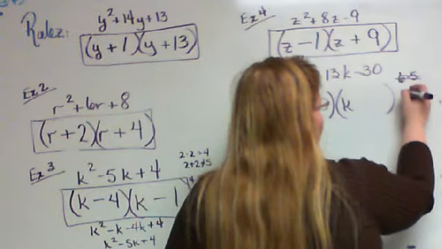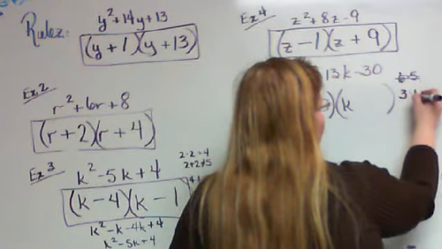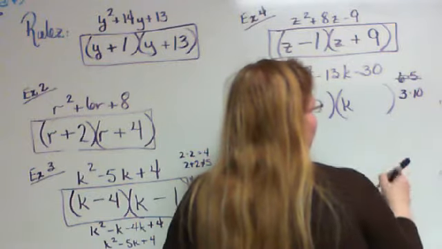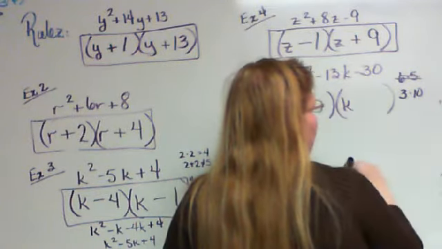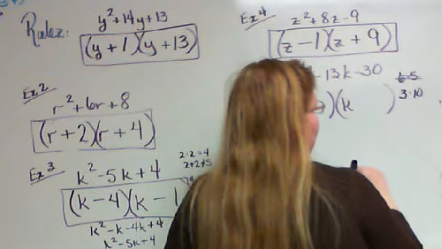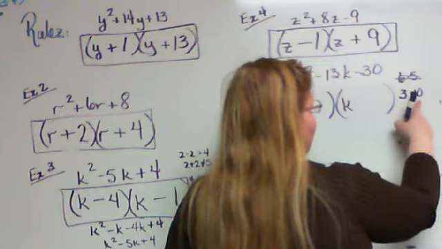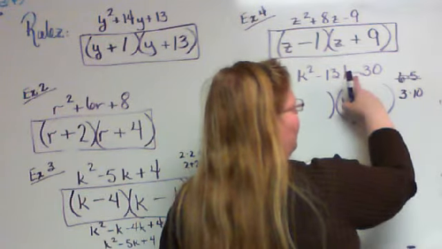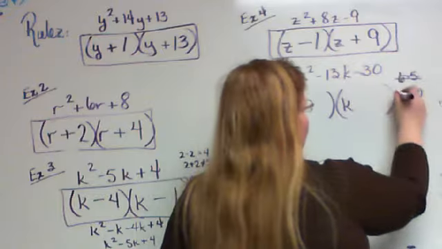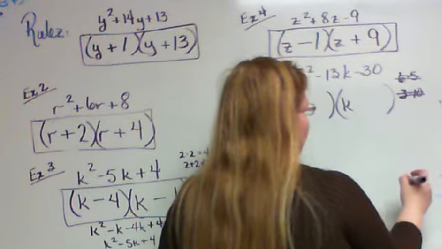Well, what about other things that multiply together to give you 30? 3 and 10 give you 30. Do they subtract to give you 13? No. They add to give you 13, that's true, but this time they have to subtract to give you 13. So it's not 3 and 10.